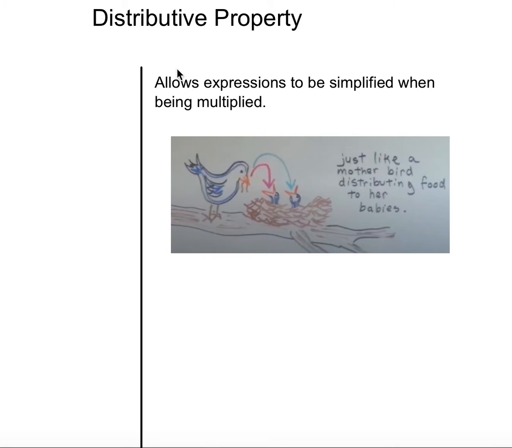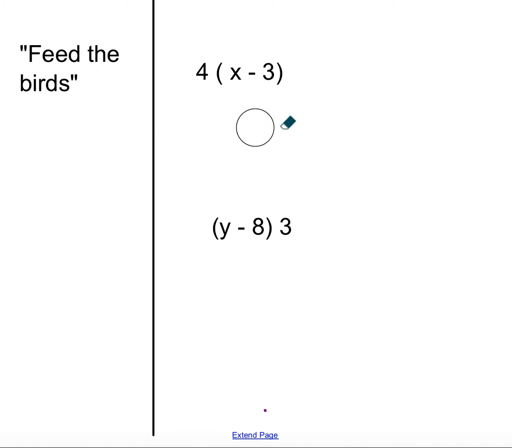Look at the distributive property. Draw your line down. The distributive property allows expressions to be simplified when being multiplied. It's like the mama bird, and we used to feed the birds. It says, just like the mother bird distributing food to her babies. Remember, the parentheses are like the nest.